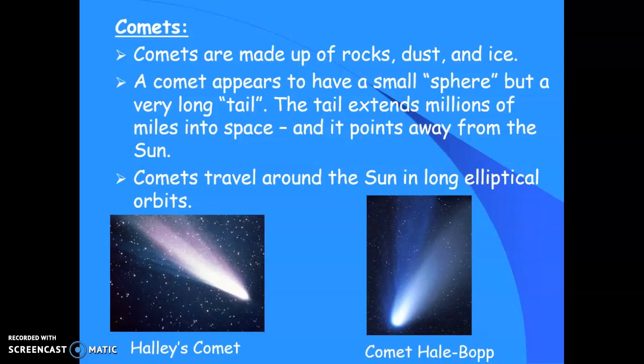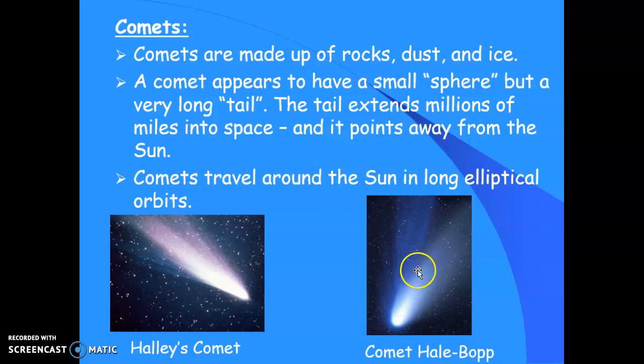So let's remember, we talked about an asteroid being rock. Your meteoroid is going to be rock and metal. And then the comet is rock, dust, and ice. Okay, so when you're looking at a comet or you see pictures of comets, they always look like they have a little sphere with almost like a tail coming off the other end.